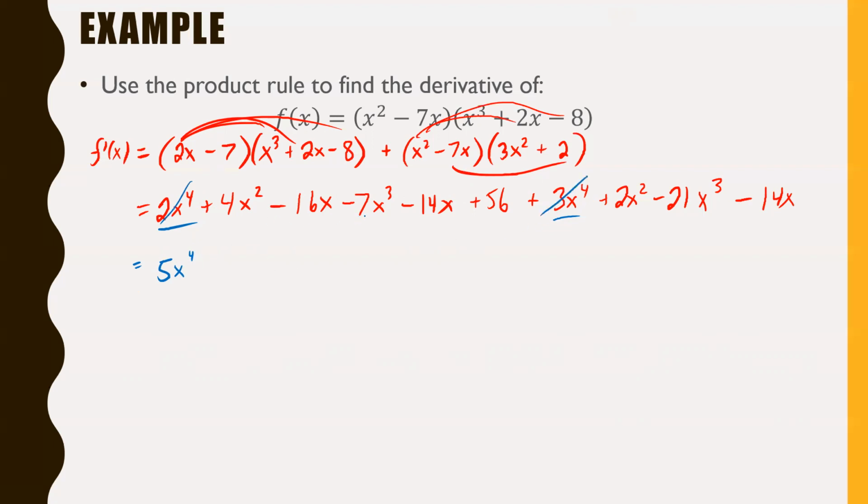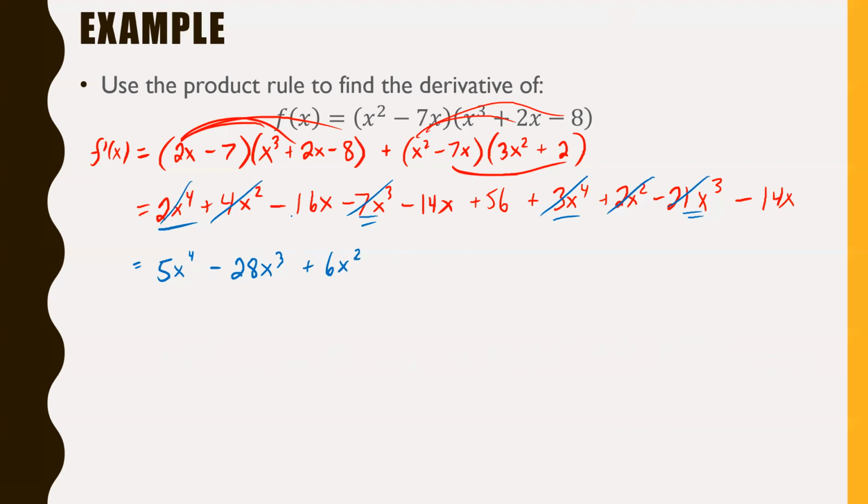Let's do the cubes next. So negative 7x cubed minus 21x cubed. So negative 7 minus 21, well, that would be negative 28x cubed. So those guys are now gone. I didn't underline those ones, but it is what it is. You see what I'm doing. Next up, we'll do the x squareds. So 4x squared plus 2x squared, well, that would be plus 6x squared. That's gone and that's gone.